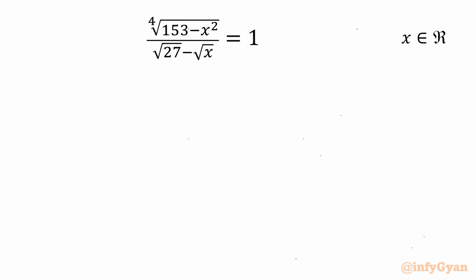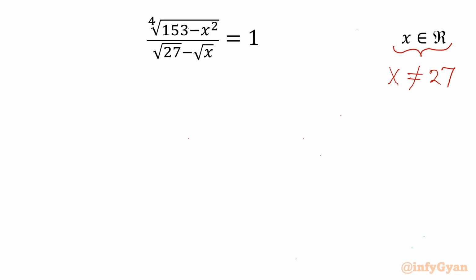In this video, we have one very interesting question from radical equations. It is the 4th root of 153 minus x square over square root 27 minus root x equal to 1. We are going to calculate real solutions only. So let's get started by writing x cannot be equal to 27.